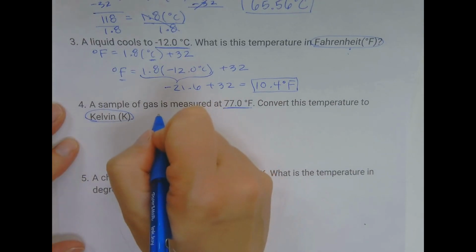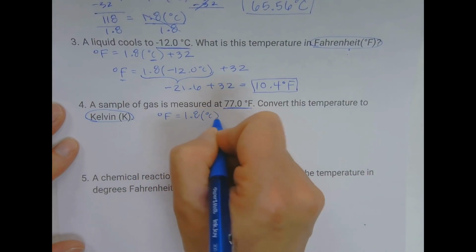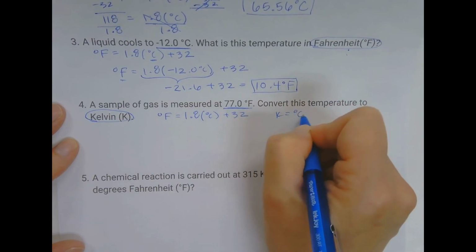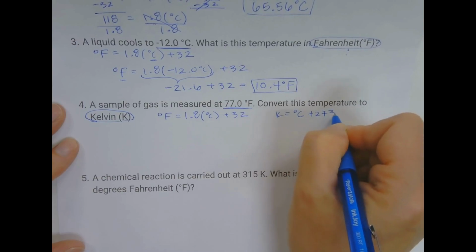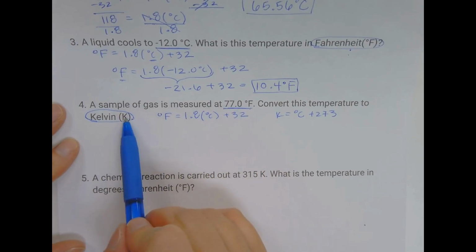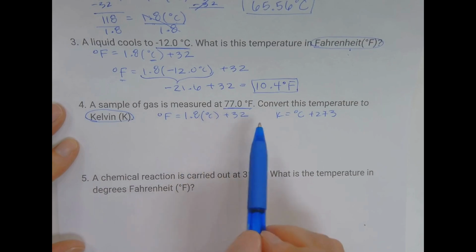Well, if I think about my two equations, right? Degrees Fahrenheit is 1.8 times degrees Celsius plus 32, and Kelvin equals degrees Celsius plus 273. I don't have an equation that has Fahrenheit and Kelvin in the same one. So I'm going to have to make a stop at Celsius.